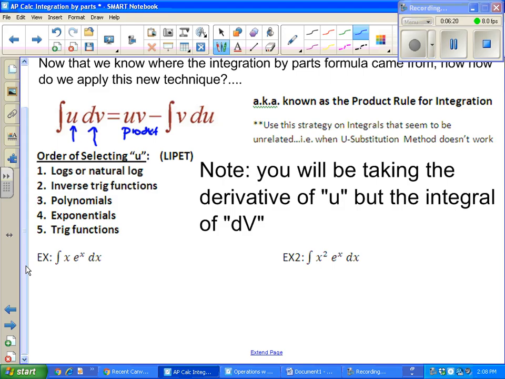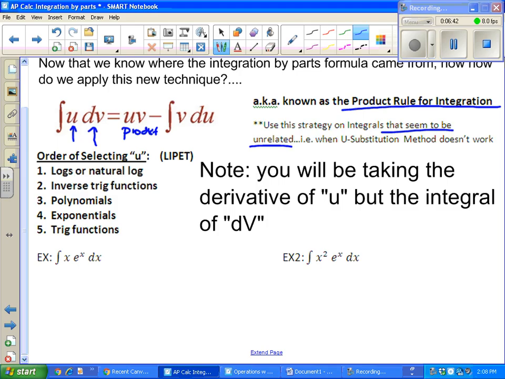It's also known as the product rule for integration. This strategy seems to work for things that seem unrelated. So you don't have a polynomial in something. You maybe have a polynomial and an e. Or maybe you have a trig function and a polynomial. Or two things that don't seem to work together. And you've tried u sub and you just don't have the things you need to do u sub.